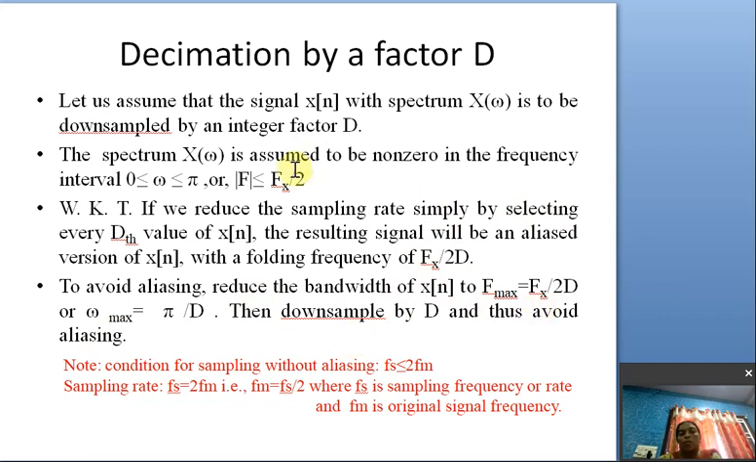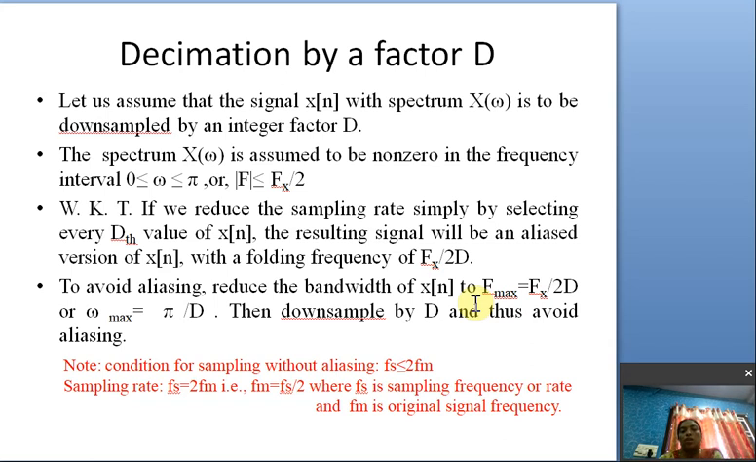That means based on the spectrum, consider the bandwidth limitation f max equal to Fx by 2D. If you follow this condition, that is, omega max equal to pi by D, then we can avoid aliasing in the downsampling action.